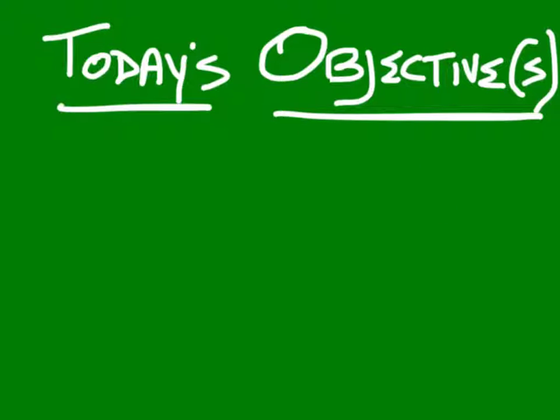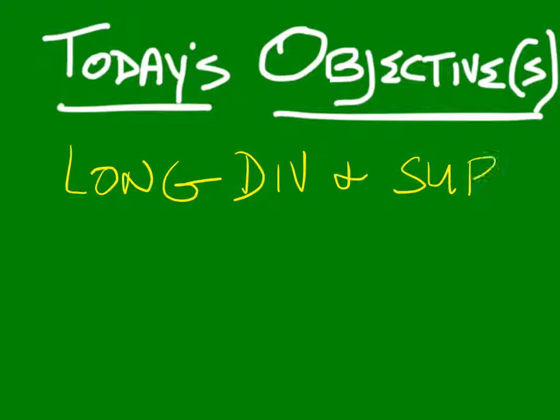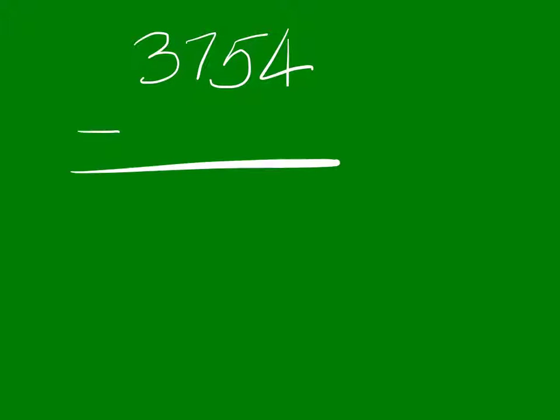So we were practicing division and subtraction yesterday. So for today, we'll start off with long division and subtraction. Here's the first example. You must be able to subtract a problem like this. 3,754 minus 1,965.